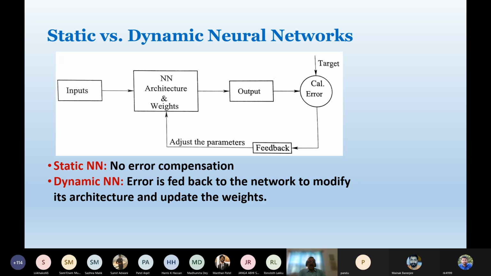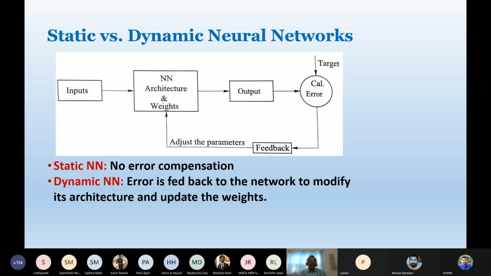On the other hand, if you consider a static neural network, there is no scope for error feedback. So if there is any error in the network, the error will be there. There is no scope for error compensation in the case of a static neural network. So I hope you got the difference between static and dynamic neural networks. Now we are going to concentrate on the dynamic network, because in most cases we take the help of the dynamic network, because we want to get the output as accurately as possible.